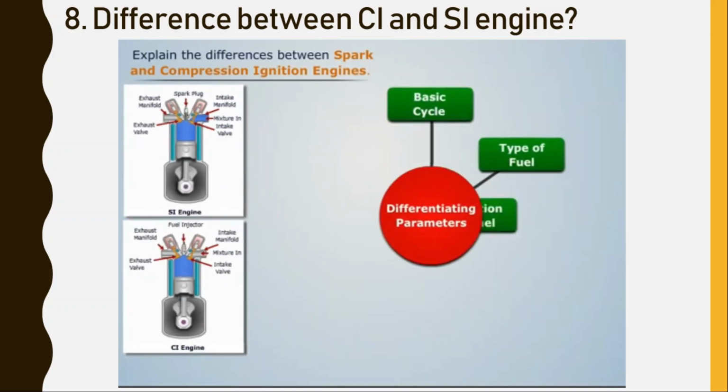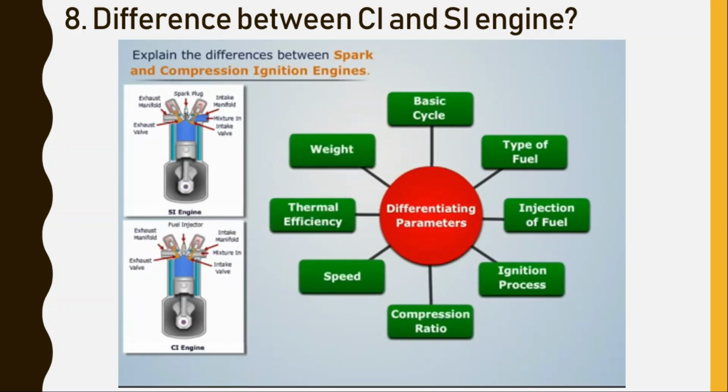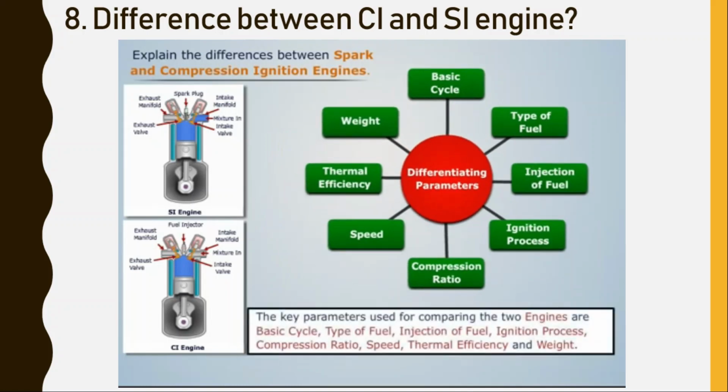The key parameters used for comparing the two engines are basic cycle, type of fuel, injection of fuel, ignition process, compression ratio, speed, thermal efficiency, and weight. Now let us compare spark and compression ignition engines on these parameters one by one.